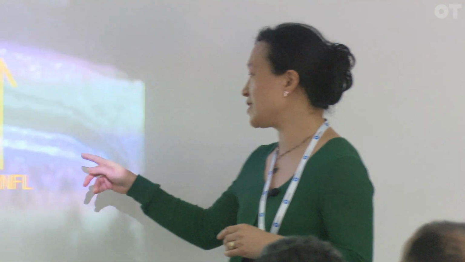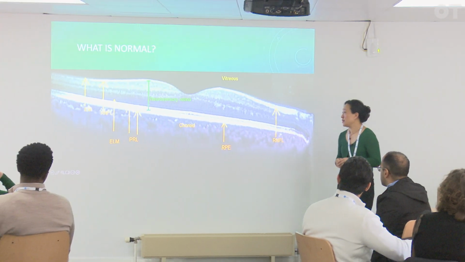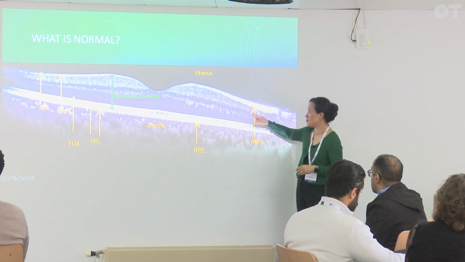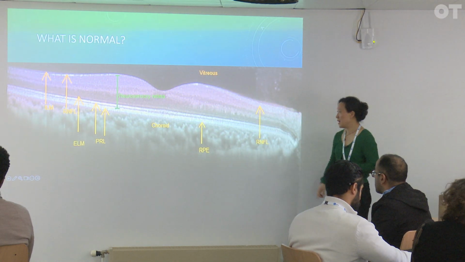From an OCT point of view, there are loads of layers in the retina. And I don't know about you, but I can't remember what they all are, and I can't remember what order they all are in either. So from my point of view, I remember the hallmark layers, which for me are the RNFL, the retinal nerve fibre layer. The neurosensory retina is the big bit in the middle, between the two green markers there, and the RPE.